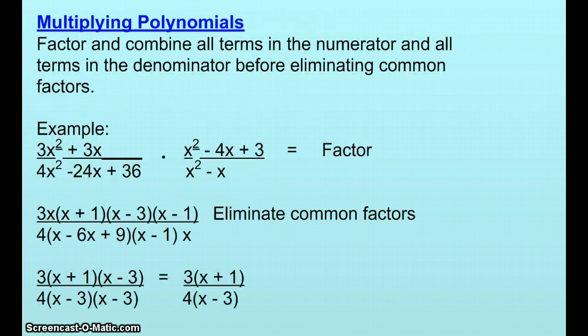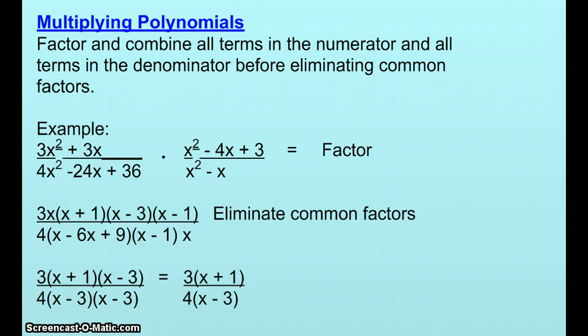This is going to get a little more complicated, multiplying polynomials. The easiest way to do this is to factor the polynomials first and then combine all the terms in the numerator and all the terms in the denominator, and then eliminate the common factors. So in the first problem we have (3x squared plus 3x) over (4x squared minus 24x plus 36). And we're going to multiply by (x squared minus 4x plus 3) over (x squared minus x). So the first thing you want to do is factor both terms.